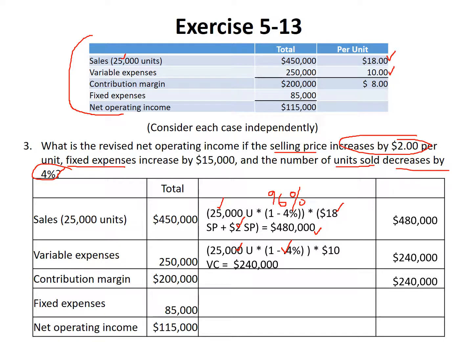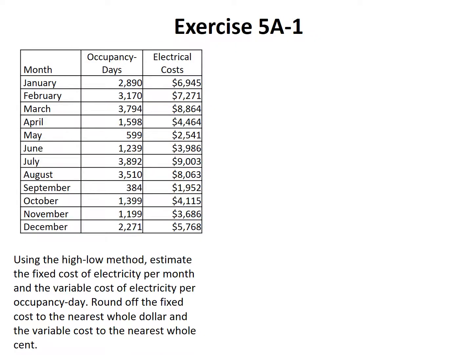Now our fixed expenses, we're told, are going to increase by $15,000. So we have to account for that. We take the $85,000 of our fixed cost plus a $15,000 increase, which means our total fixed costs are now $100,000. We subtract the $100,000 from our contribution margin, and our net operating income comes out to $140,000.